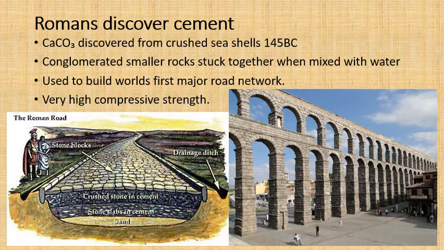Now, the reason that cement was so good is that it has a very high compressive strength. Look at that aqueduct there on the bottom right. There is no way you could build an aqueduct like that out of wood or even straw or aggregate, because it just doesn't have the right compressive strength properties, but they were able to do that, the Romans.